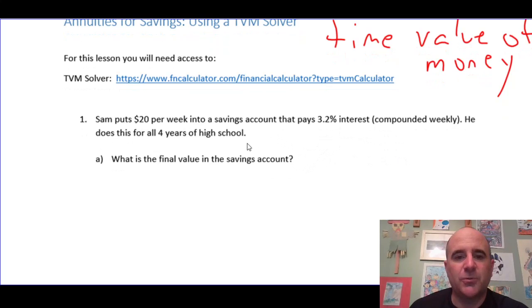Sam puts $20 per week into a savings account that pays 3.2% interest, and that's compounded weekly as well. He does this for all 4 years of high school. And we're looking for the final value in his savings account. Let's assume he does it for exactly 4 years, $20 every week for 4 years.